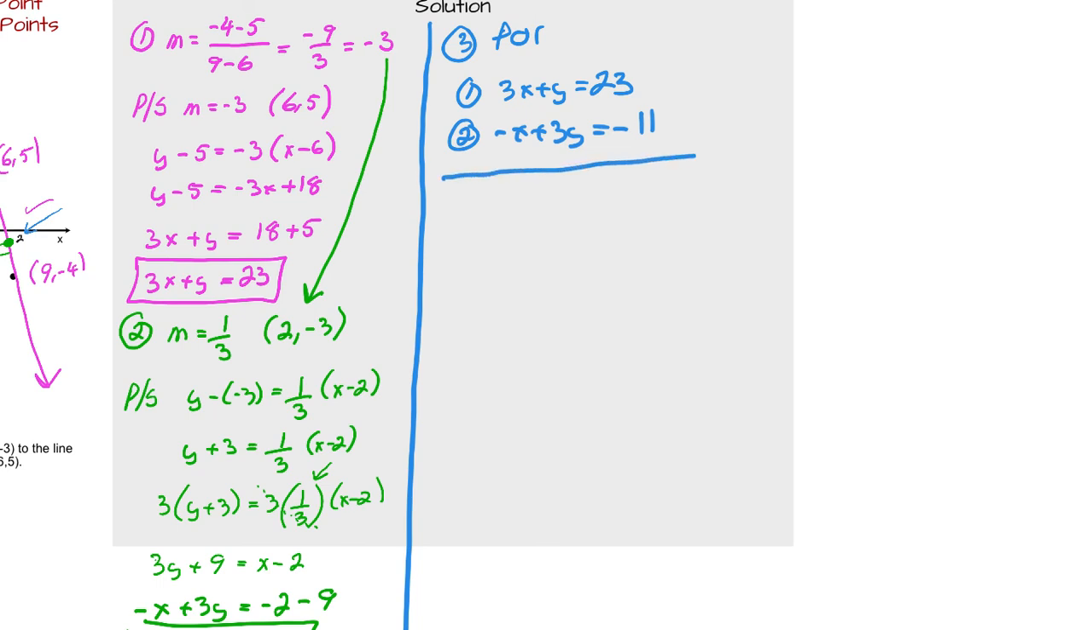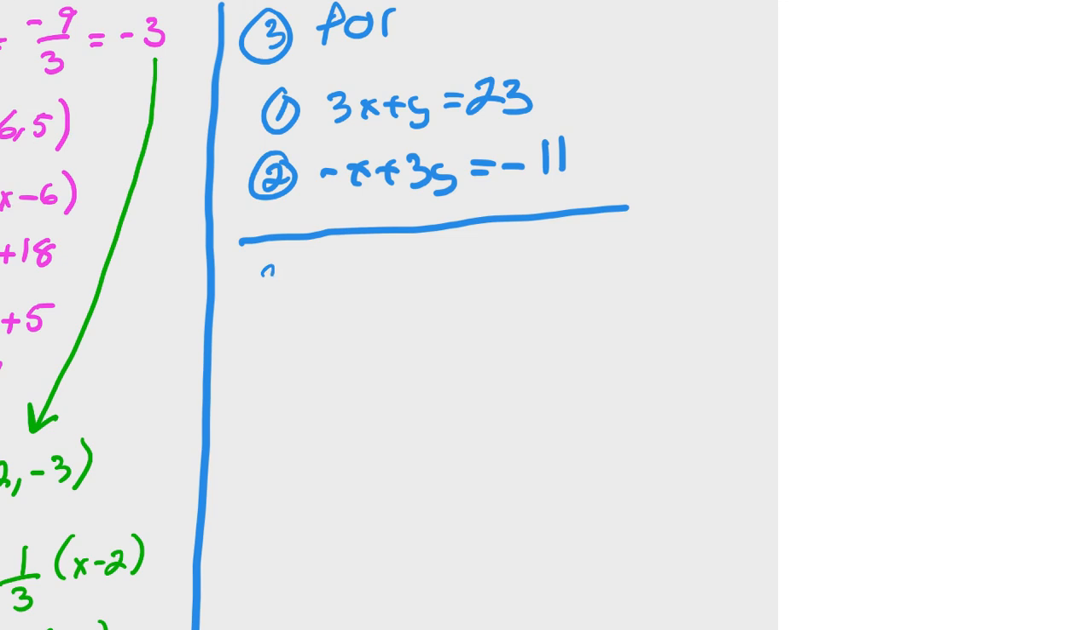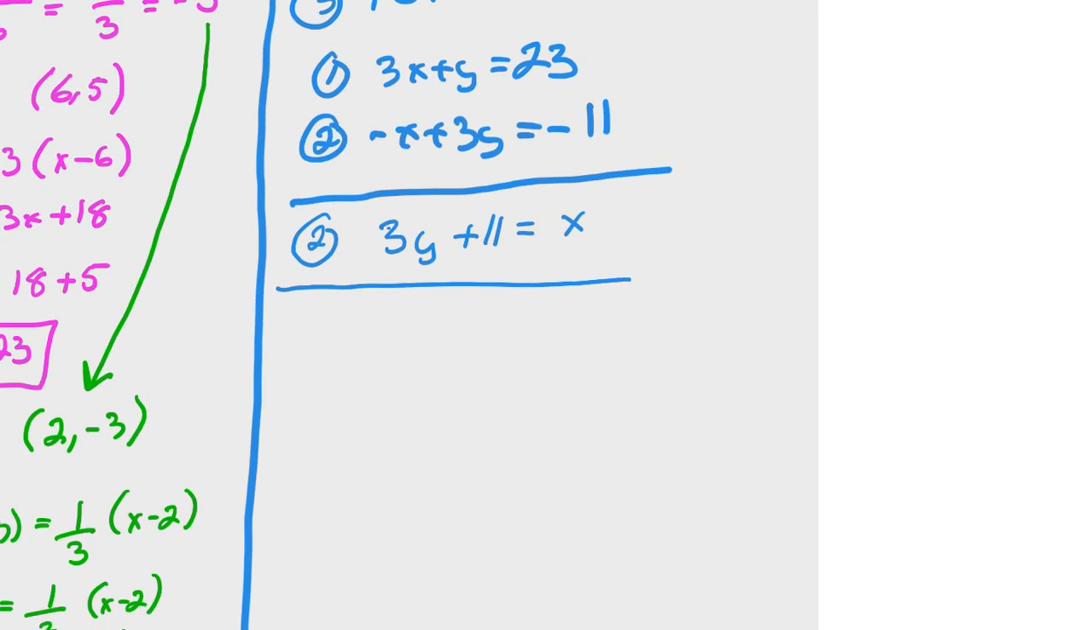And for this one, I think what I'll do is solve for x in equation number 2. I'll get a little fancy. I'm going to take the x across to the other side and bring the 11 to the left. So I'm taking 11 to the left and x to the right, and both those signs now will change. So now that I've isolated x, I'm going to go from the second equation into the first. So now it becomes 3x, which is 3y plus 11, plus y equals 23.